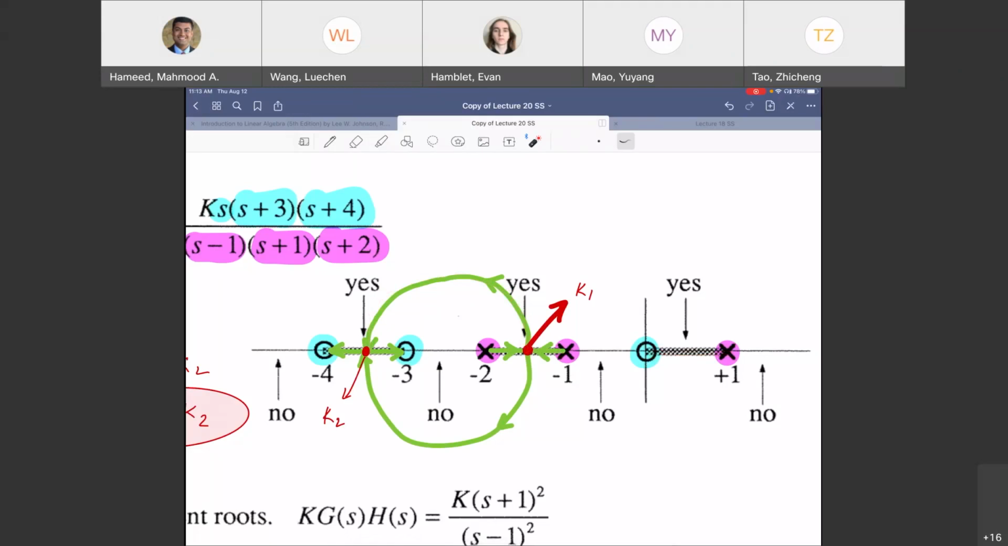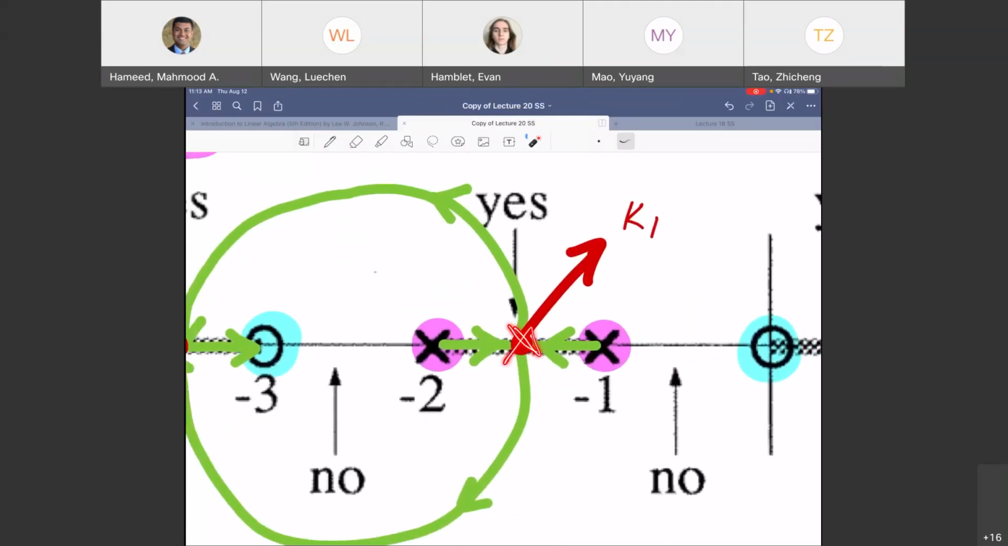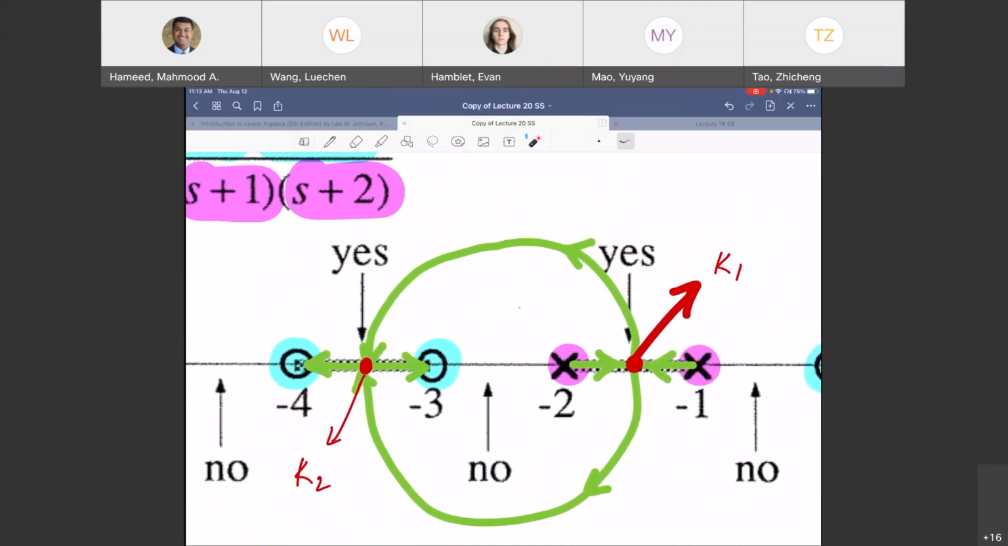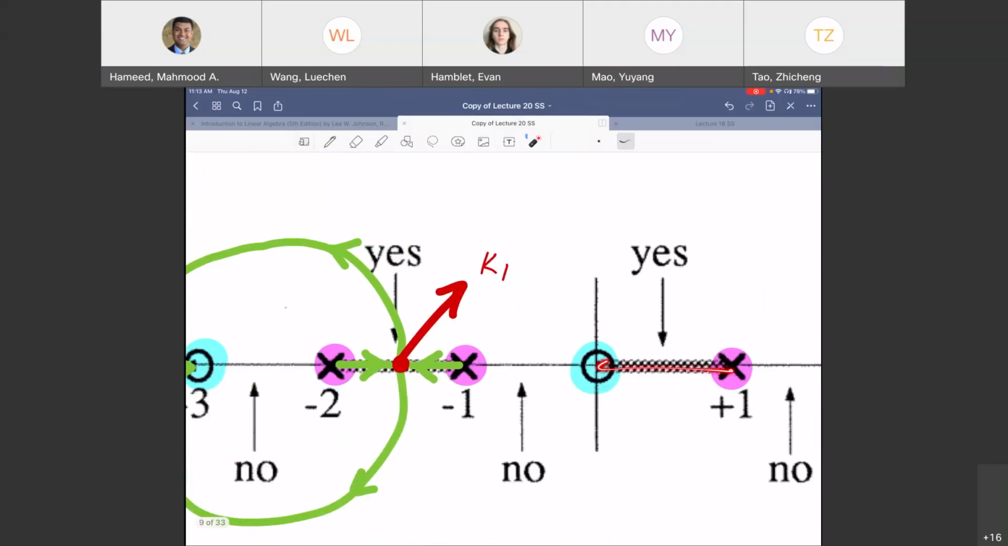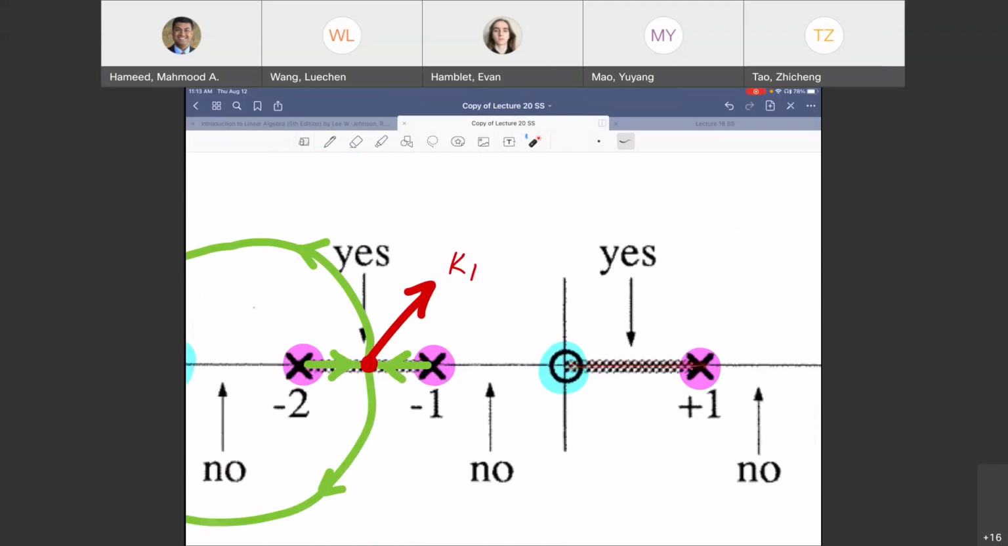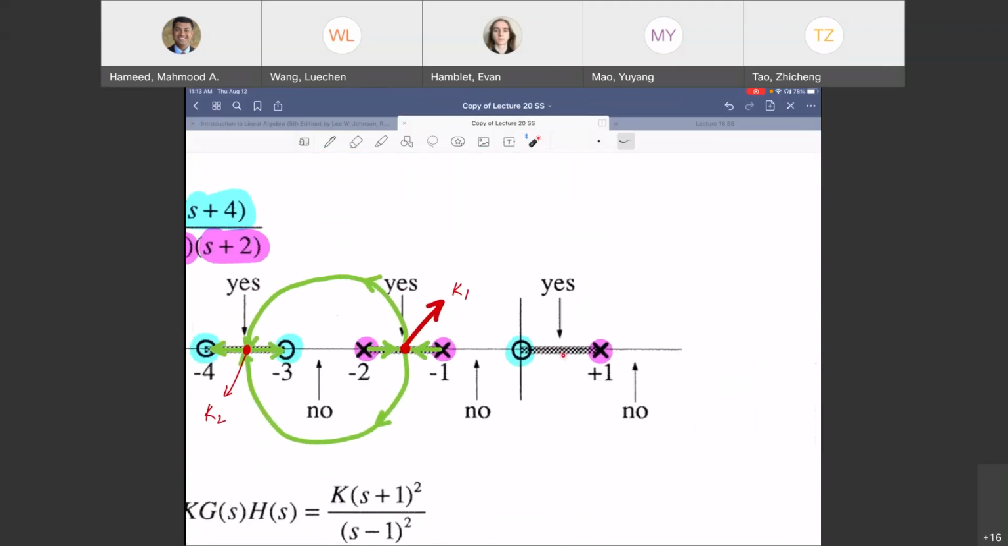There's no way to know. When they break away, there's no distinguishing between them once they meet. Once they are over here, they are both at -1. They are identical. They are two roots at -1. So only for this, you know it's going there, because I have to be on the real axis there.